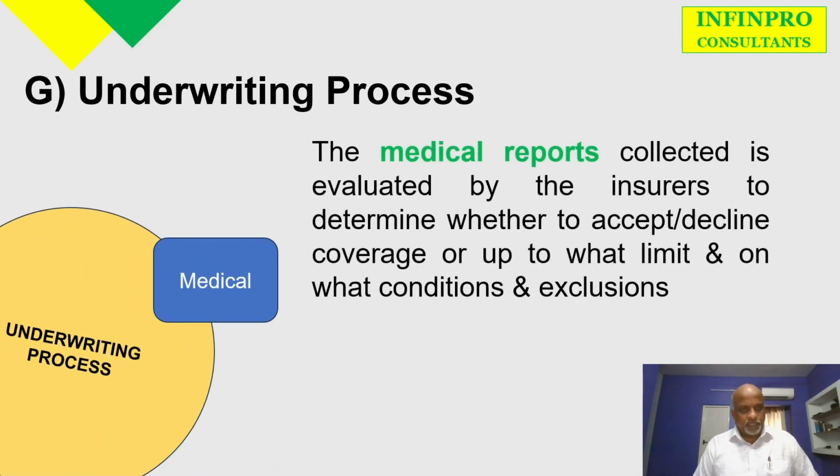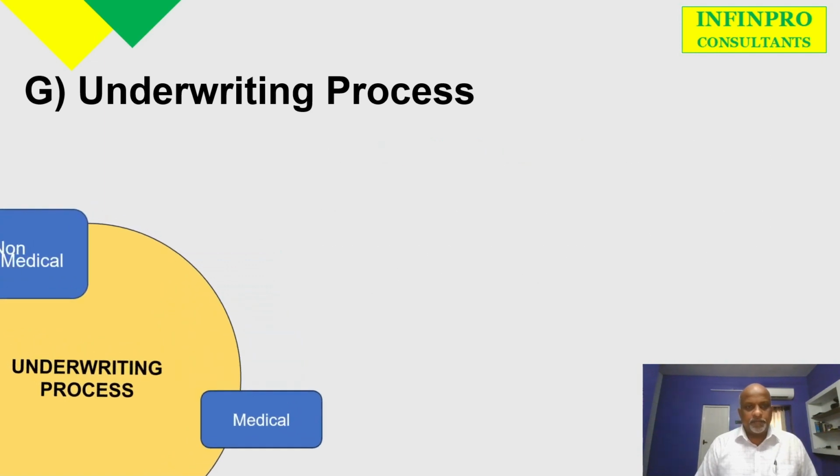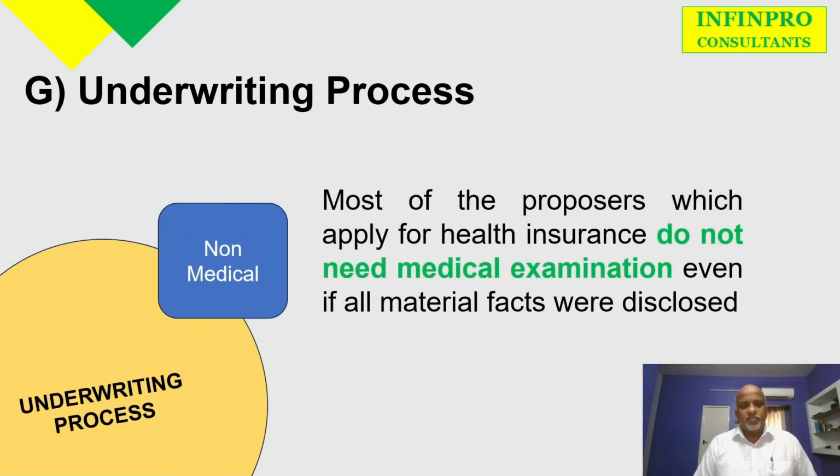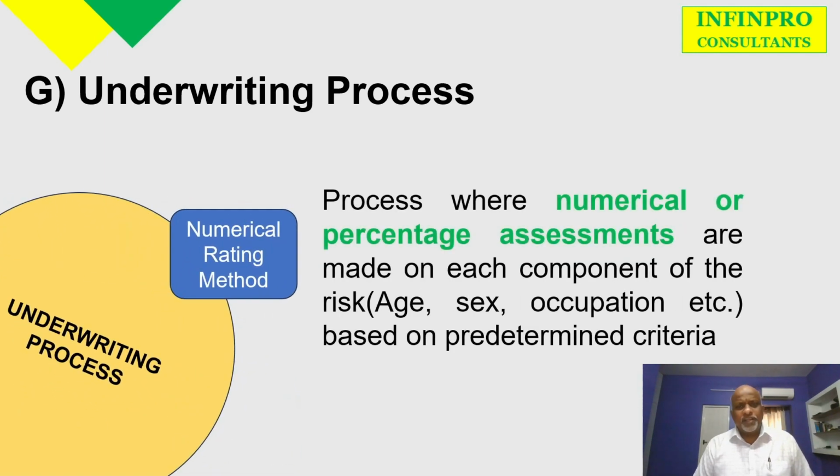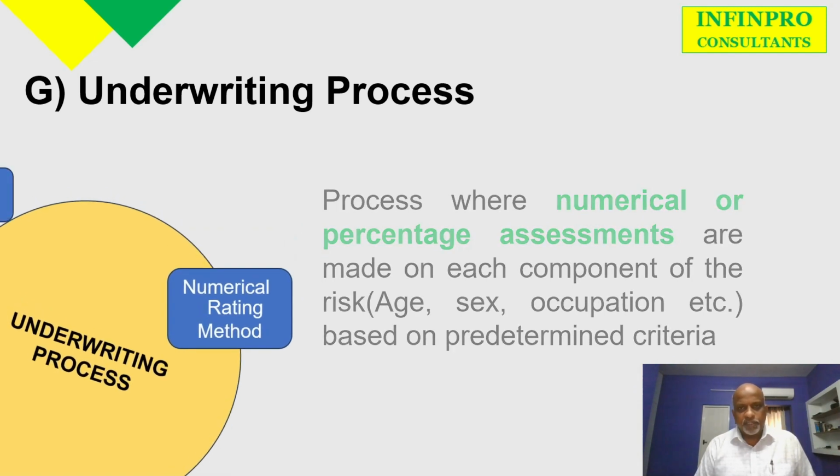Medical is an underwriting process where the policy is issued based on the medical reports collected from the policyholder. Non-medical is a straight case. For instance, a young person wanting to get a health insurance policy with no health hazards or existing health conditions will go in without any medical requirement. So that becomes a non-medical policy issuance based on the material facts submitted. Numerical rating method is an assessment done by the underwriter depending on age, sex, occupation, and based on a specific pattern the policy gets issued. That is called the numerical rating process.